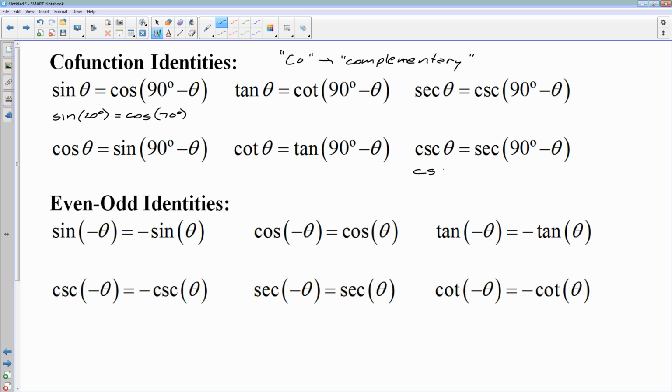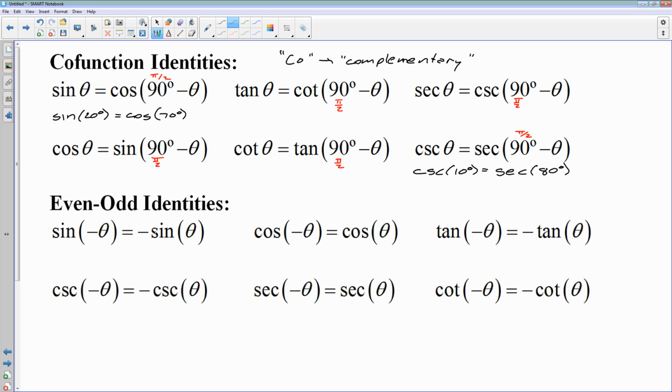If I did the cosecant of, say, 10 degrees, that would be the same thing as the secant of its complement, and the complement of 10 is 80. So secant of 80 and cosecant of 10 are the same. You could also put these in radian mode by, instead of saying 90 degrees, saying pi over 2 minus theta, and that would be the same identity only for radians instead of degrees. I decided to give you the identities in degrees first because we can wrap our head around 90 degrees a little bit better. The even-odd identities, that goes back to your even functions and odd functions where f of negative x equals f of x and all that.